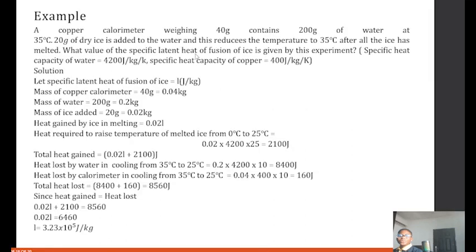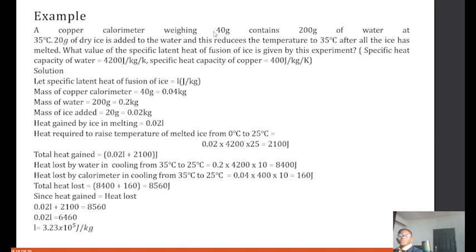So they said a copper calorimeter weighing 40 grams. Let's assume this is the copper calorimeter. It was weighing 40 grams and contains 200 grams of water at 35 degrees Celsius. So we have the initial temperature, right? We now put 20 grams of dry ice inside it. You know that ice will become water.